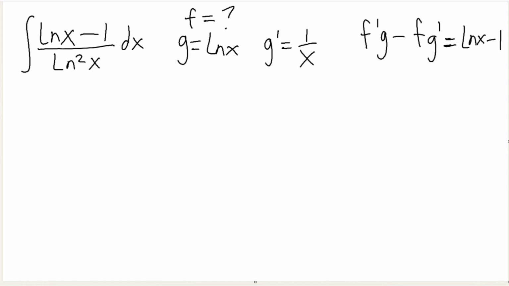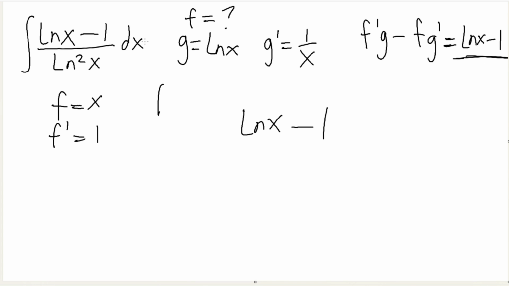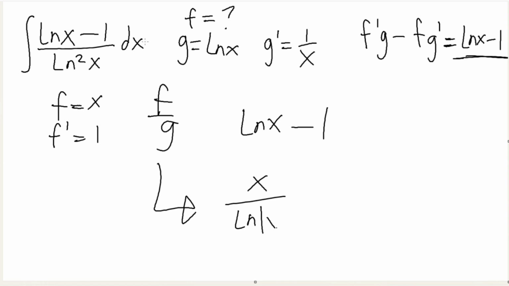Again, experiment. We have g prime, which is 1 over x, but in the numerator there are no fractions, so it must have been cancelled out with x. So of course, try f equals x. Then f prime is equal to 1, and then we get ln of x minus f g prime. That's 1, which is exactly what we got. There you go. So now f over g is our answer, which is x over ln of x plus c.